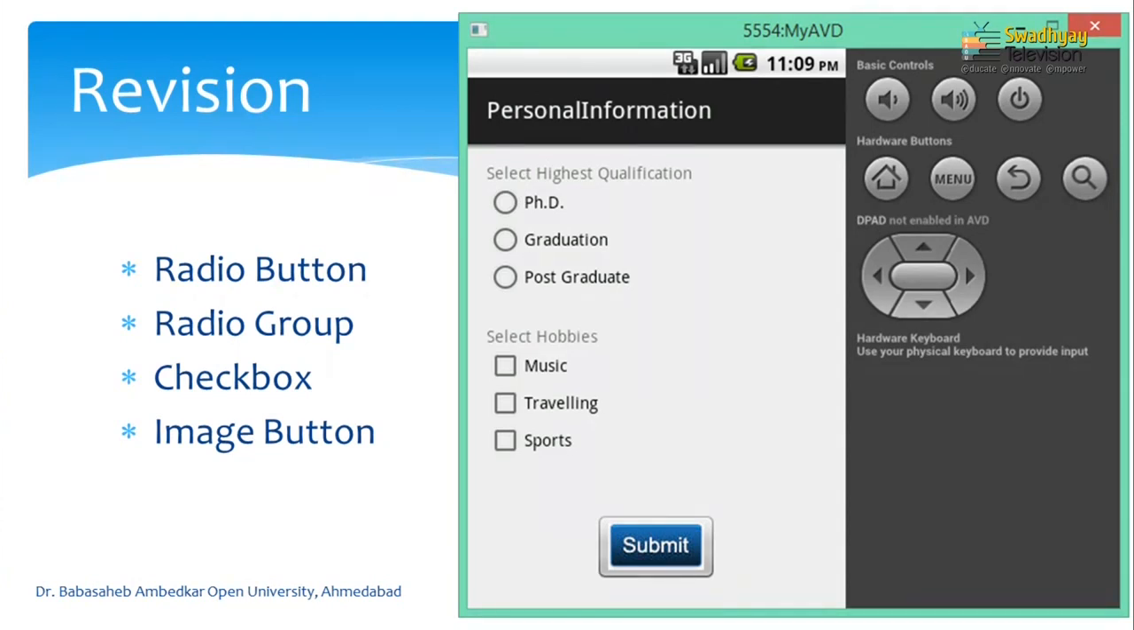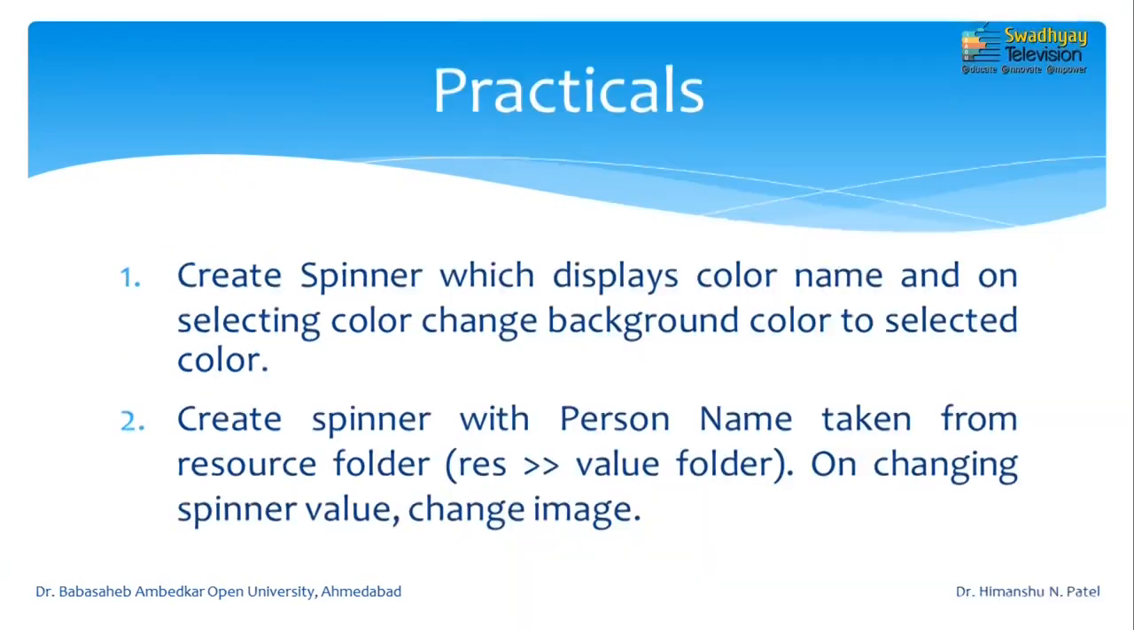So, this is interface for the last session. Here we can select any one item from the highest qualification and multiple items from the hobbies, and whenever user press submit button, we display selected qualification and hobbies inside toast message. We know that toast is a temporary message used to provide notification to user temporarily on the screen.